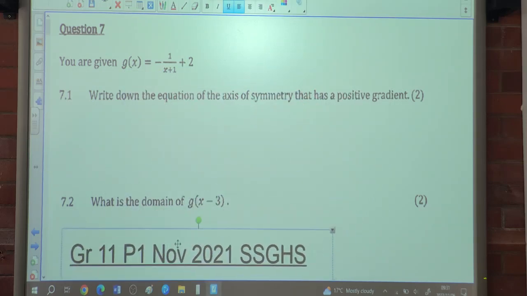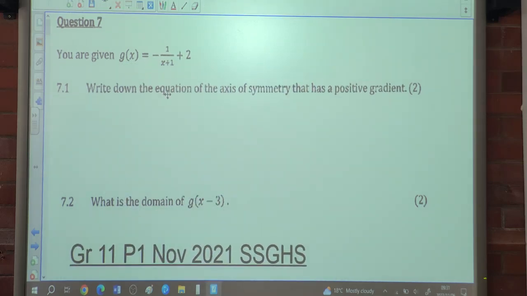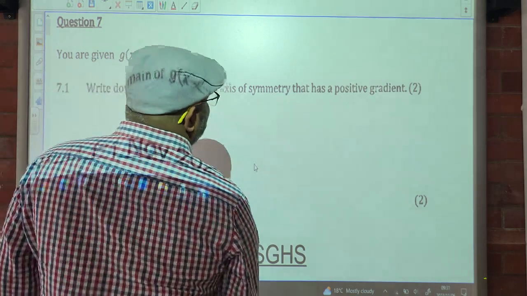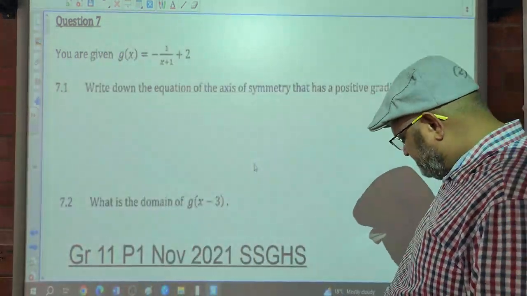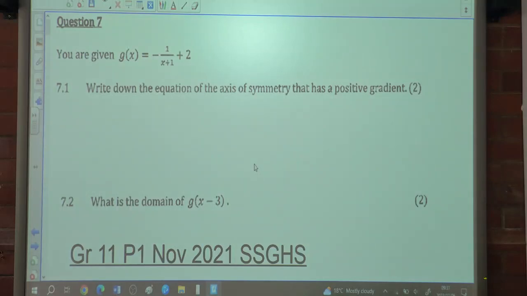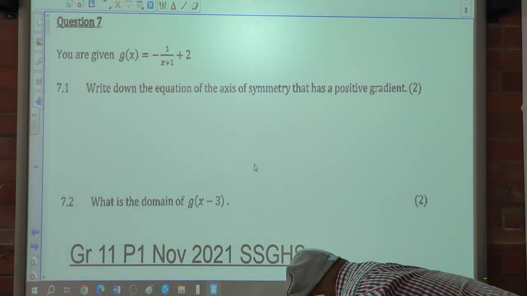Right, question 7. Here we are given g of x is equal to negative 1 over x plus 1, plus 2. What type of graph is that? Hyperbola graph. Write down the equation of the axis of symmetry with a positive gradient. Let's write down the axis of symmetry with a positive gradient.